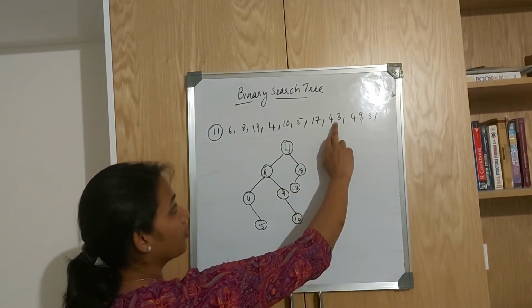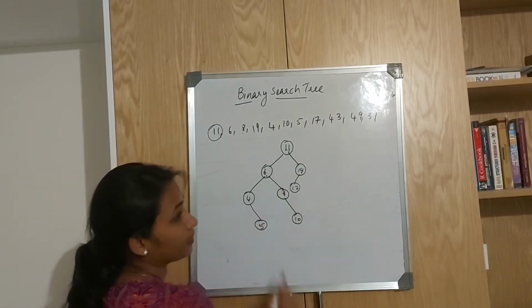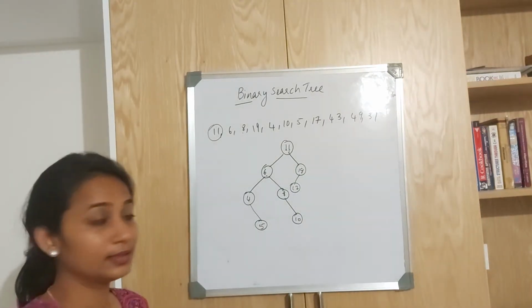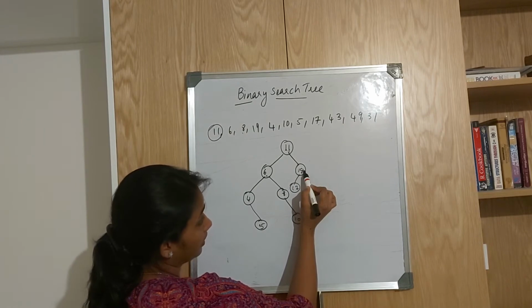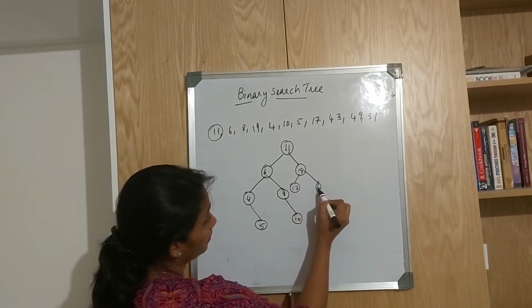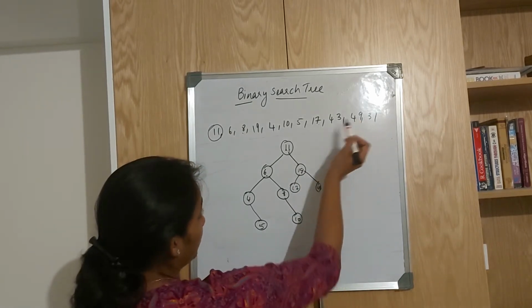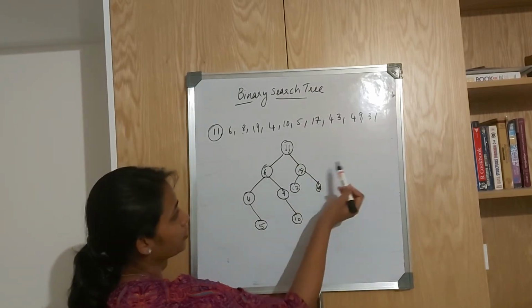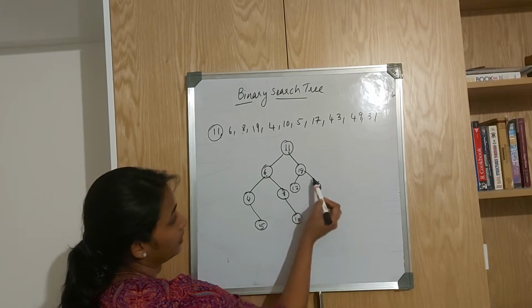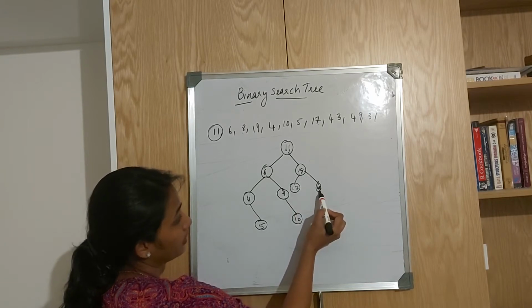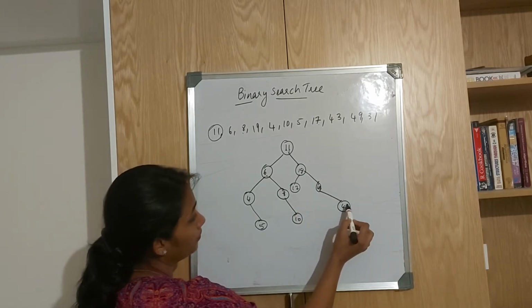Now next 43. Check whether 43 is greater than or less than 11. It is greater, it will go to right. Is 43 greater than 19? Yes, it will go to this. Now 49, it should, of course, be right. It should be right because 49 is greater than 19. Here 49 is greater than 43, so it will go to right side.